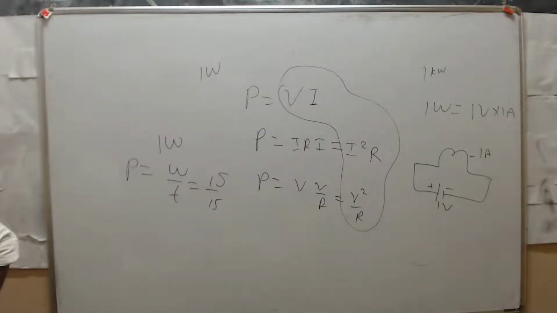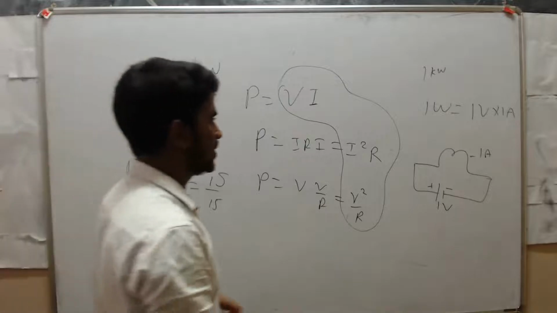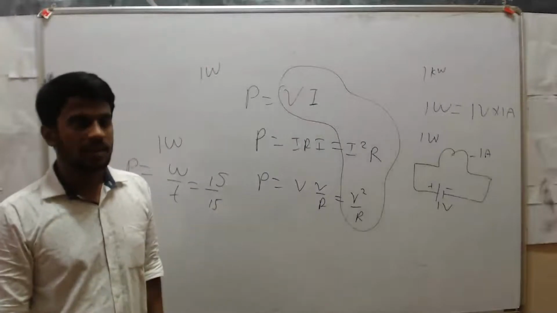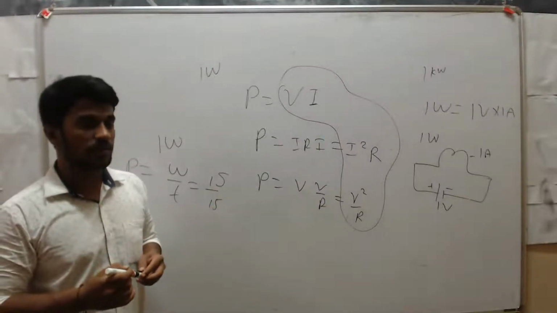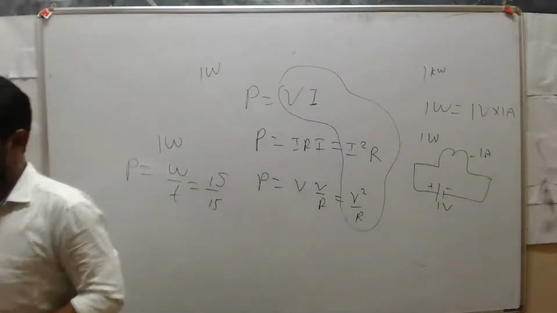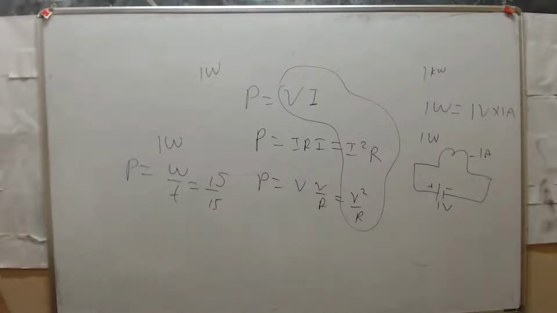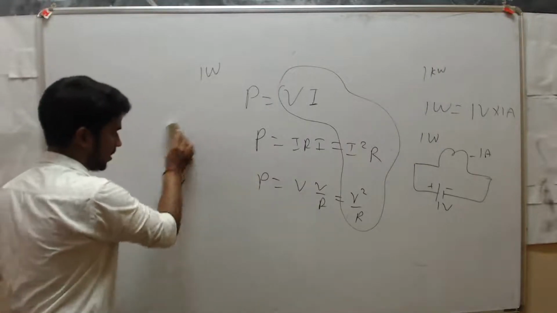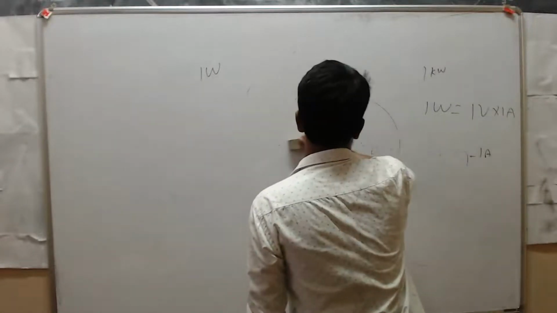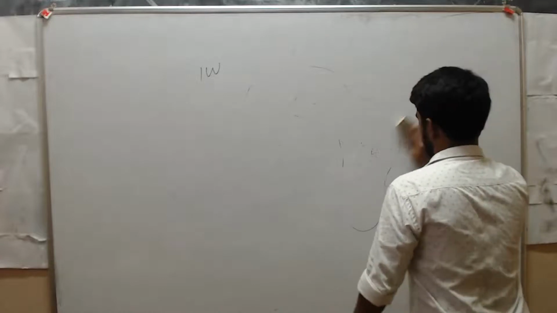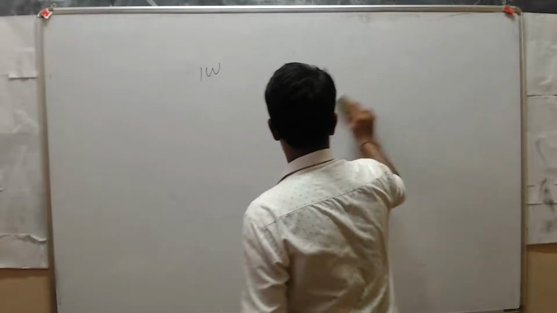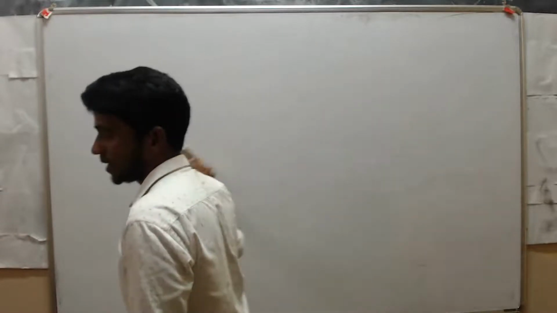Next, see here, this unit is very small. 1 watt or 2 watt is very small. In homes we use voltages like 250, 220, 230, but in companies we use 1000 volts, and in railways we use 10,000 to 15,000. At that time we can't use watt. At that time we use kilowatt. So what is kilowatt? Kilowatt is equal to 1000 watt.